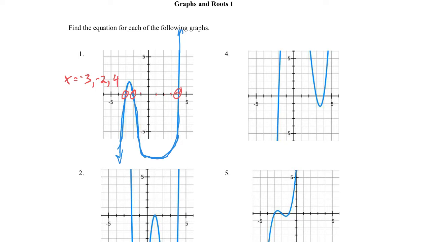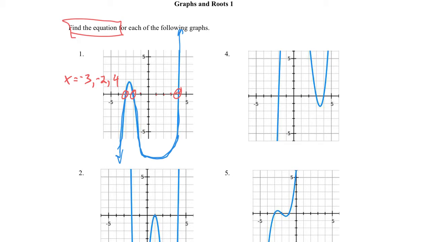And the assignment from Friday gave us the zeros and then told us to write the equation. Now we have a graph, and it says to find the equation for each of the following graphs. So it's the exact same thing. You just have to get your zeros from the graph. And then you take those zeros and you use them to write the equation.